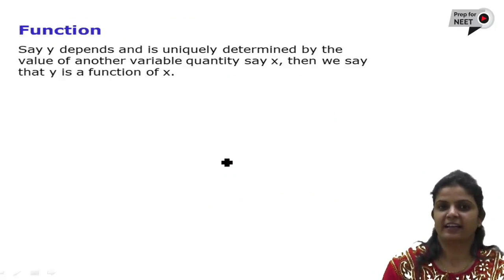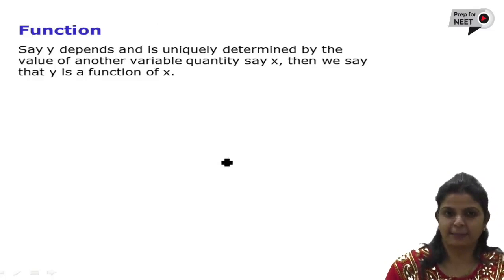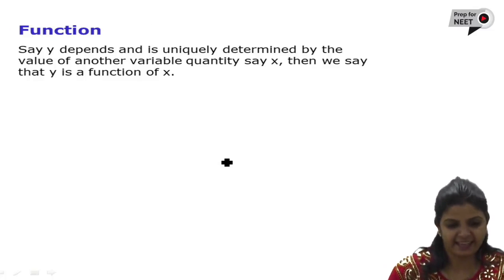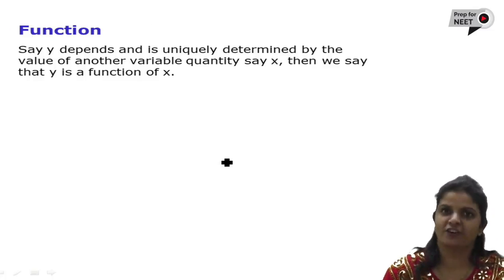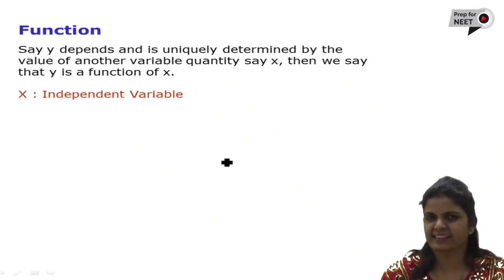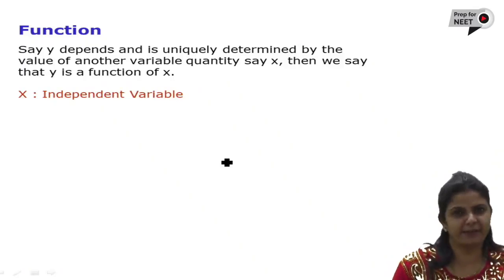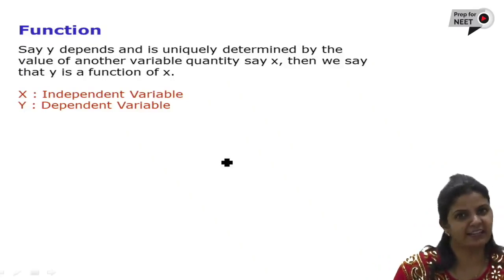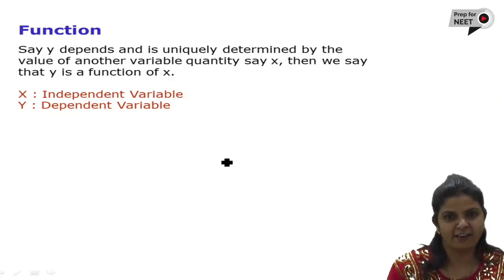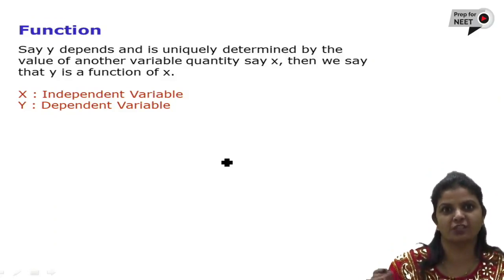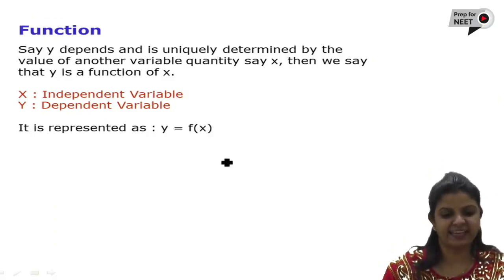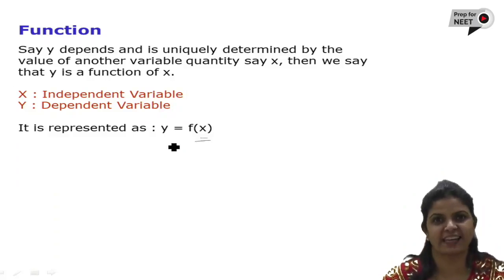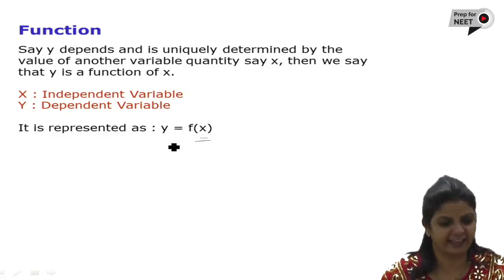Now, let's say y is dependent on x or uniquely determined by x, then y is a function of x. Let's say x is the independent variable. Independent variable means you can choose any value of x, right? And y is the dependent variable. So the value of y depends only on the chosen value of x. It is represented by y is equal to f of x.